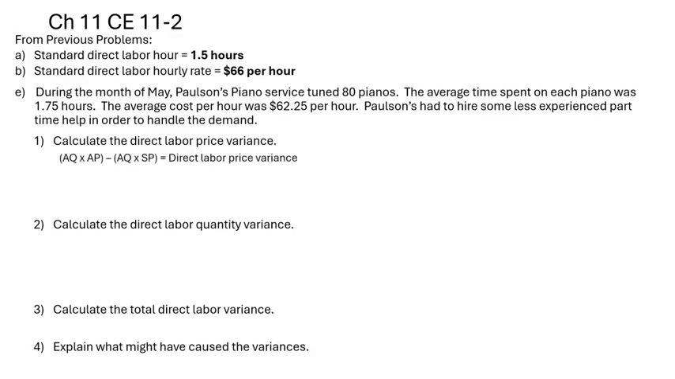So remember, the price variance is actual quantity at actual price minus actual quantity at standard price. So our actual quantity is 1.75 hours. Actual price is $62.25. We're going to multiply those, and then we'll take the same quantity, 1.75, times our standard per hour, 66, which is more than what our actuals were.